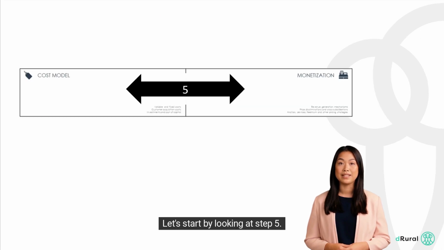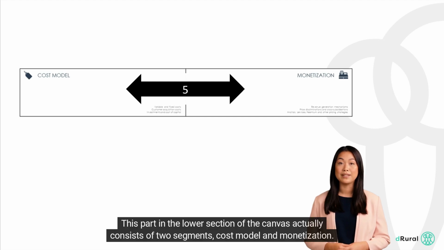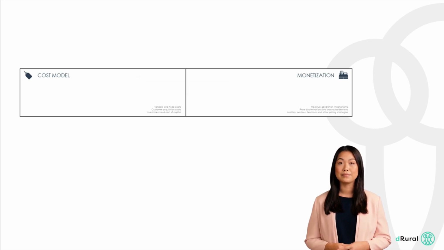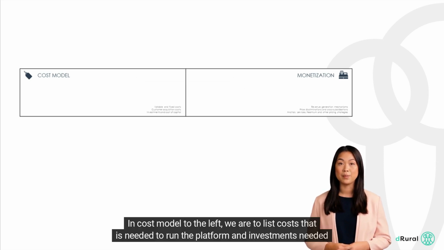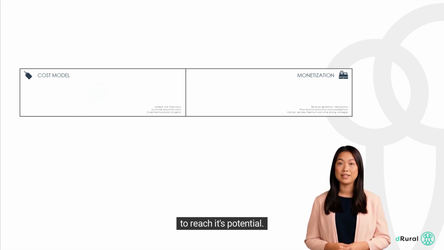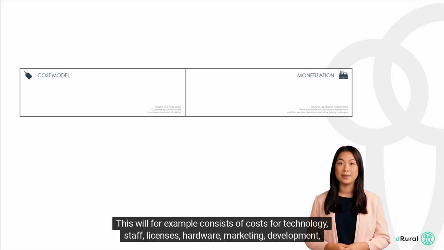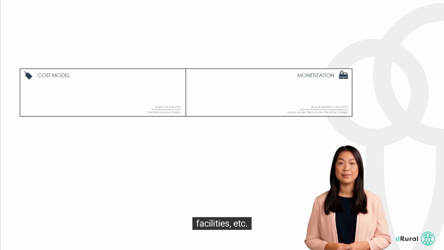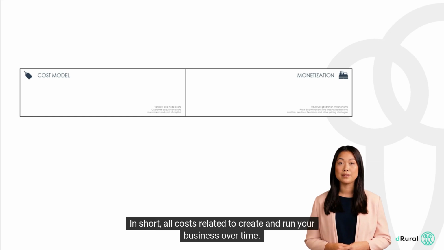Let's start by looking at step 5. This part in the lower section of the canvas actually consists of 2 segments: cost model and monetization. In cost model to the left, we are to list costs that are needed to run the platform and investments needed to reach its potential. This will, for example, consist of costs for technology, staff, licenses, hardware, marketing, development, facilities, etc. In short, all costs related to creating and running your business over time.